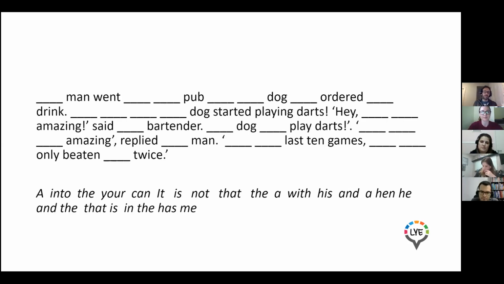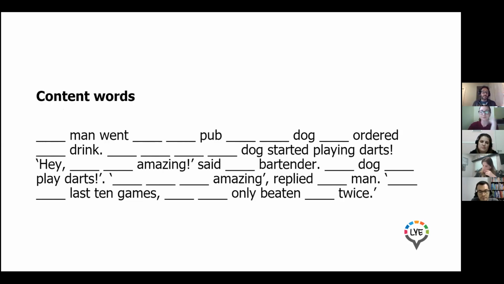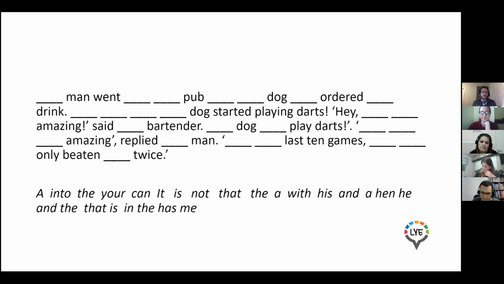So, this one, Leo, has only content words. This one has only grammar words. And then you can ask them what kind of words are grammar words and what kind of words are content words. What kind of words would go before man? You can say a man or the man. So there's only two options. How does that change the meaning of that sentence?